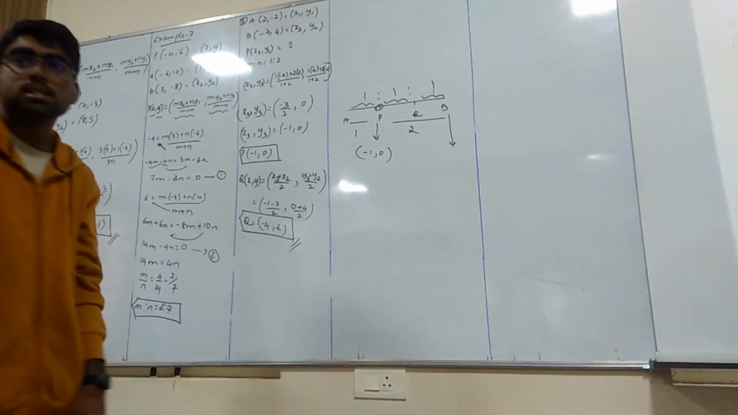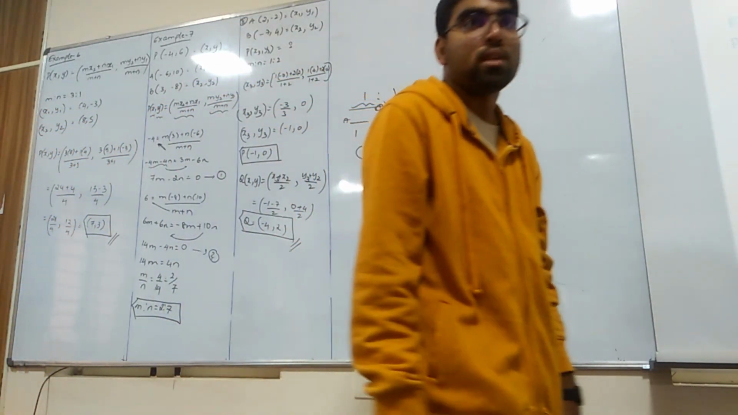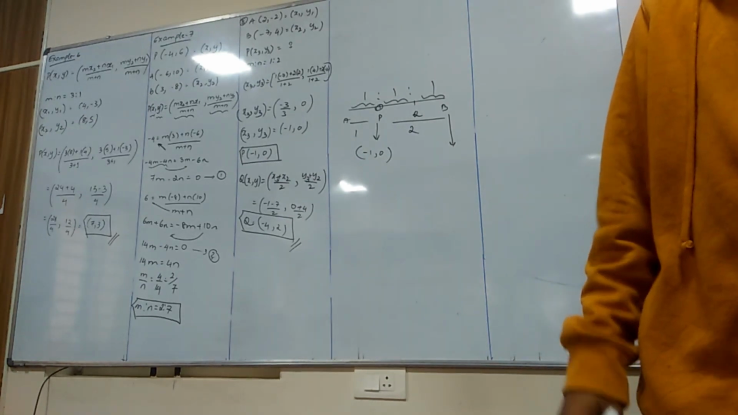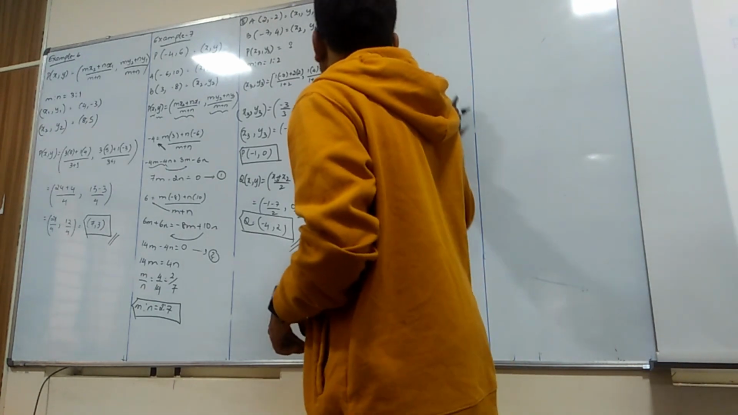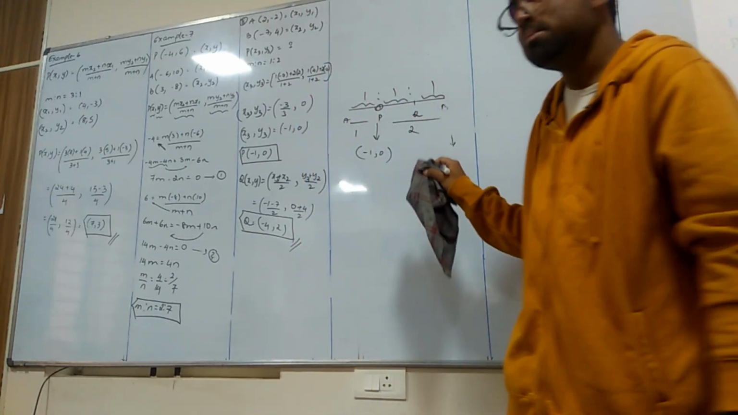Simple, easy questions of this chapter are scoring, provided you know the formula properly and substitute. Okay, you will understand it with practice. They don't expect you to write this diagram.